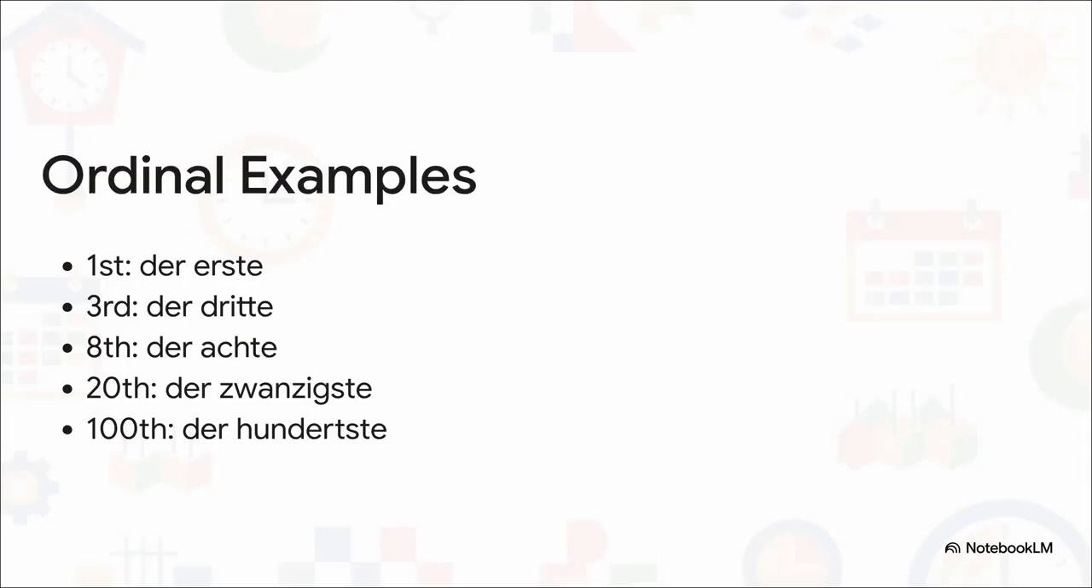The eighth is der achte. From 20 on up, you see der zwanzigste and der hundertste. Now, you do have to watch out for a couple of important irregular ones, mainly der erste for first and der dritte for third.